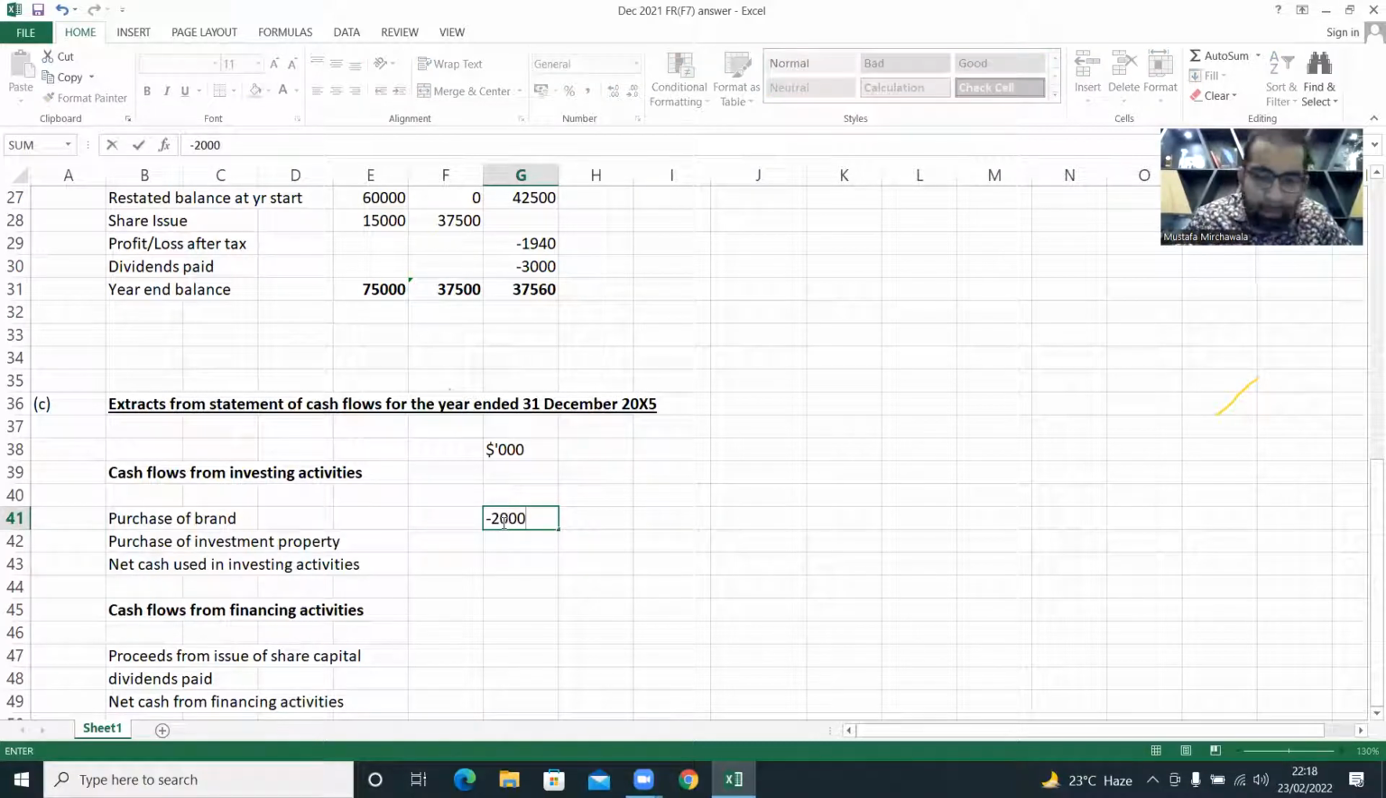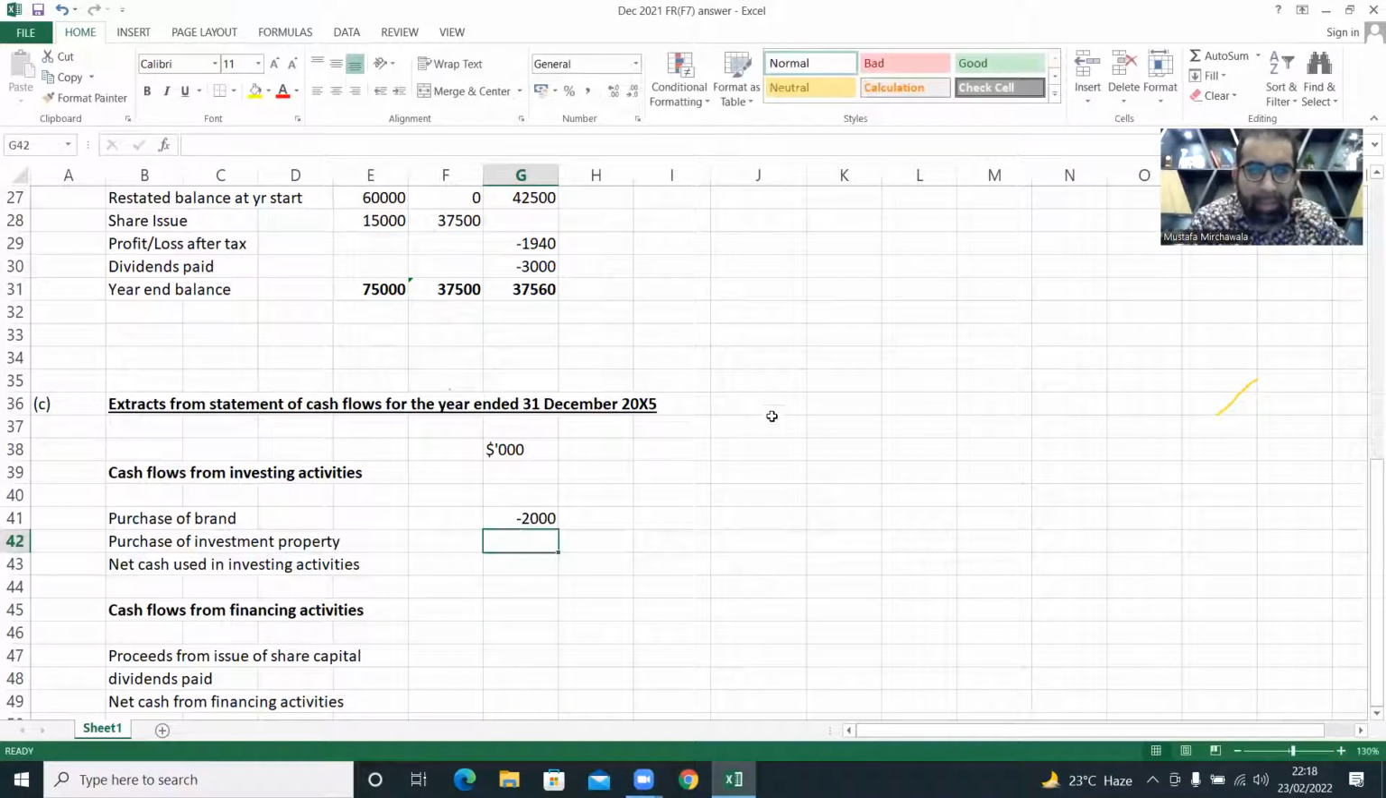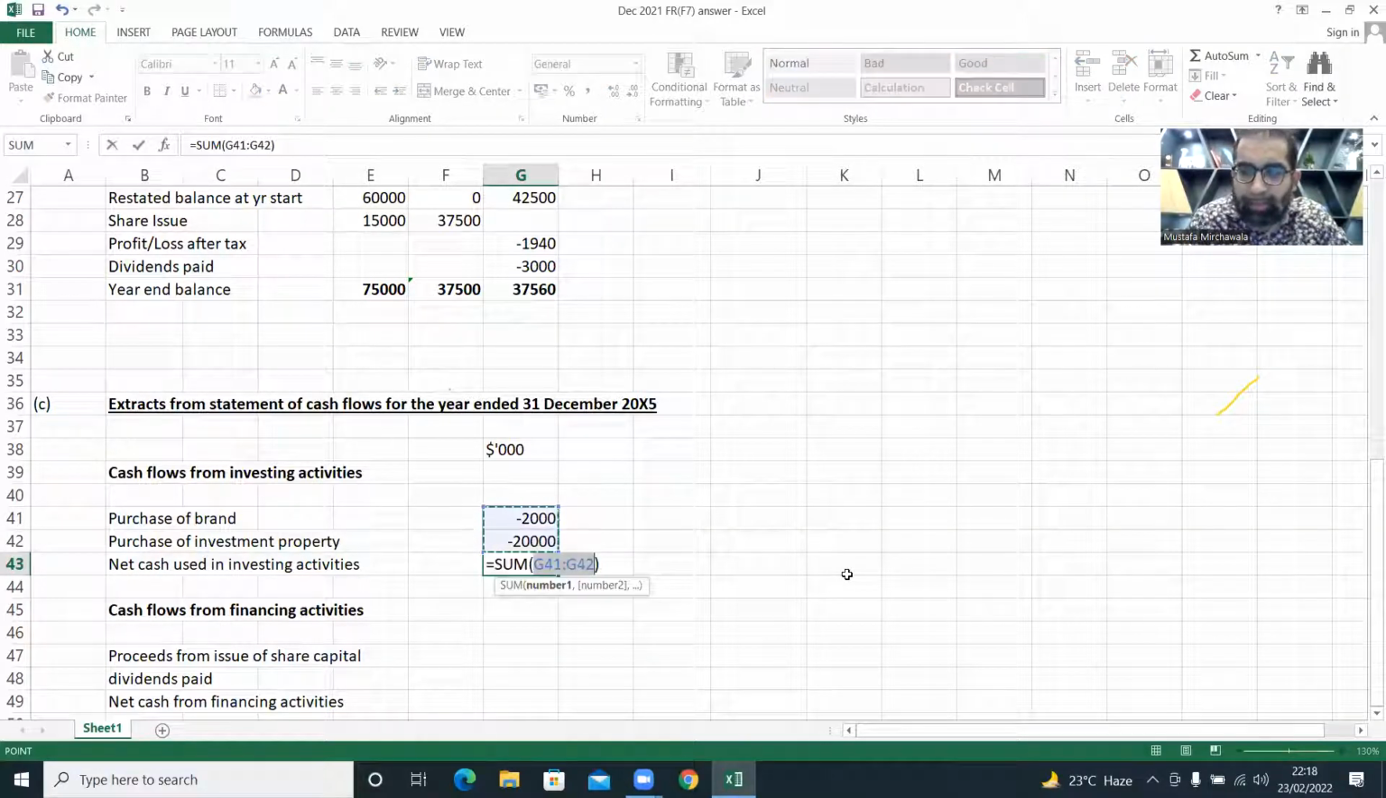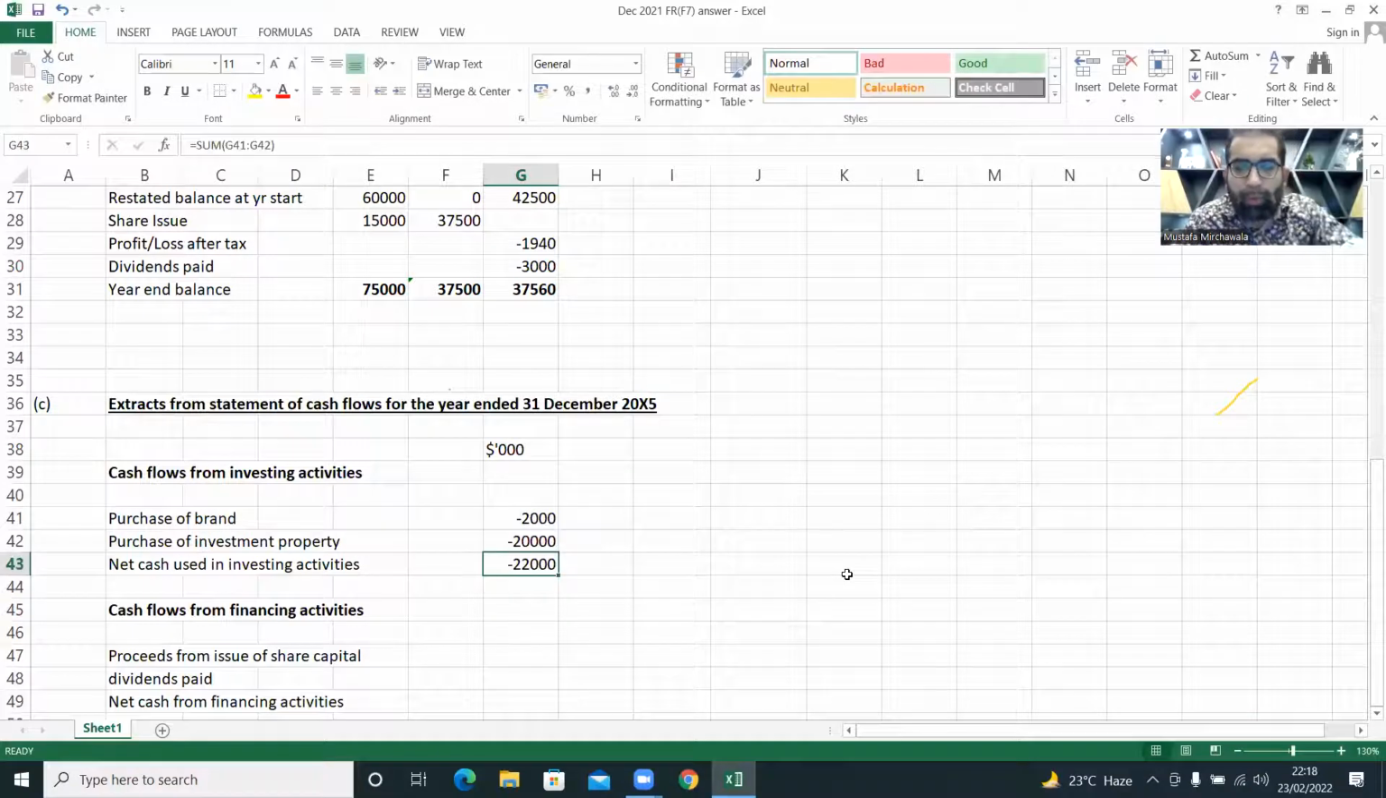Remember, you bought the brand for 2000 and then you bought investment property on 1st January, on the first day of the accounting period, for 20,000. Okay. So these are the two outflows. Nothing else. So in investing activities, the total net cash outflow is 22,000.